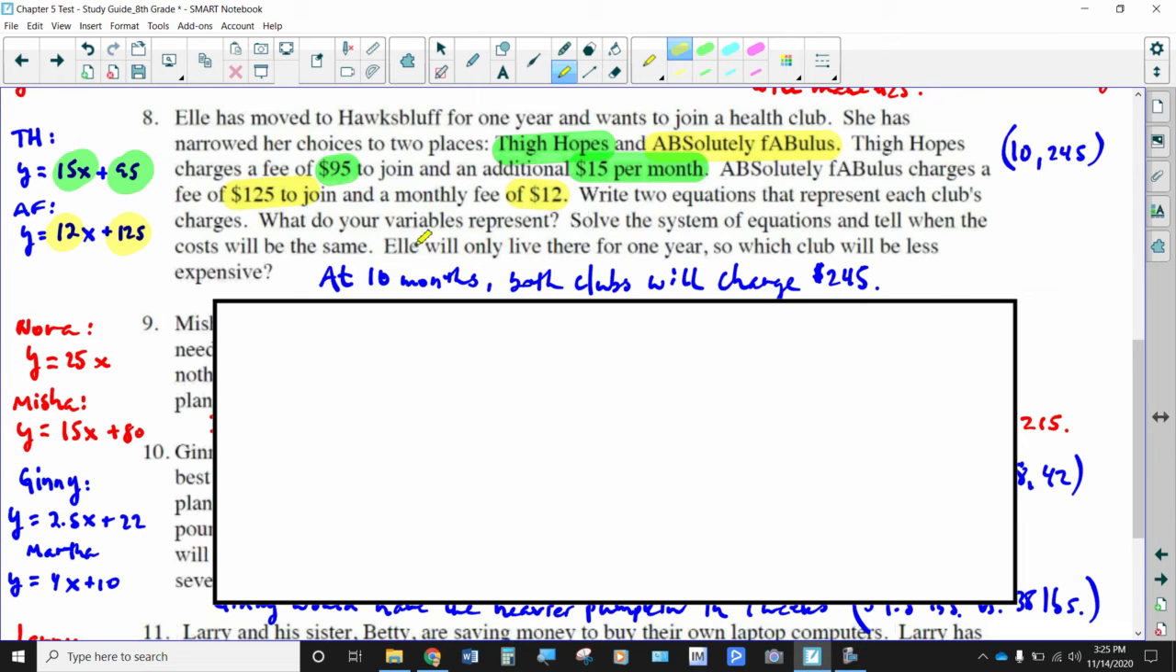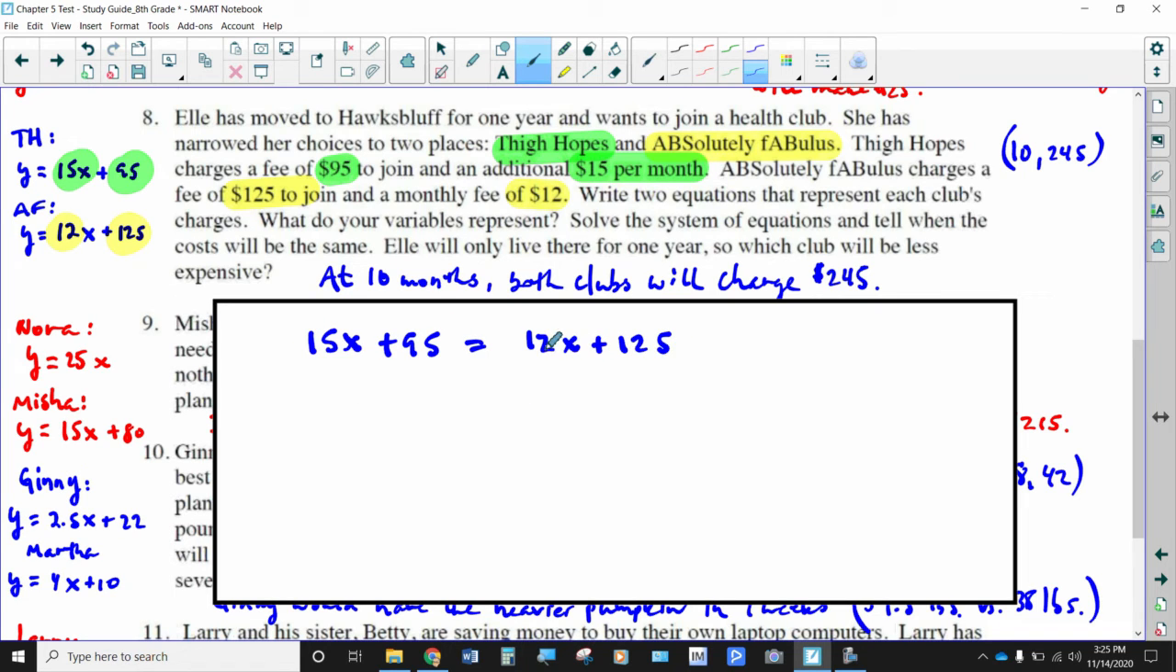Solve the system of equations and tell when the cost will be the same. Ellie will only live there for 1 year, so which club will be less expensive for her? All right, so if Y is equal to this and Y is equal to that, then this has to be equal to that.